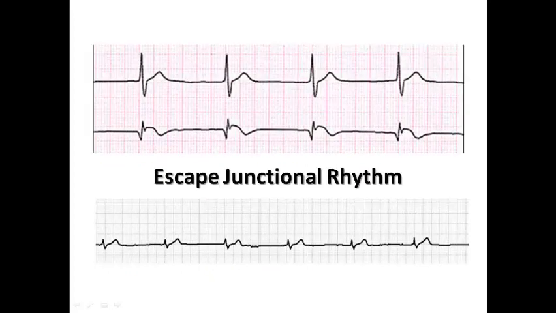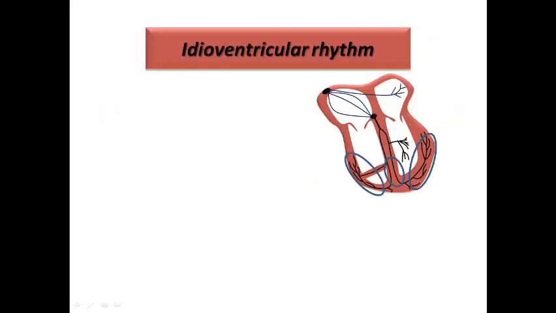So for example here is another example of escape junctional rhythm in which we can see that the P wave may appear slightly after the complex, but we can consider that there is escape junctional rhythm, and I can't see a clear P wave, and it is regular and narrow-complex, so it is escape junctional rhythm.